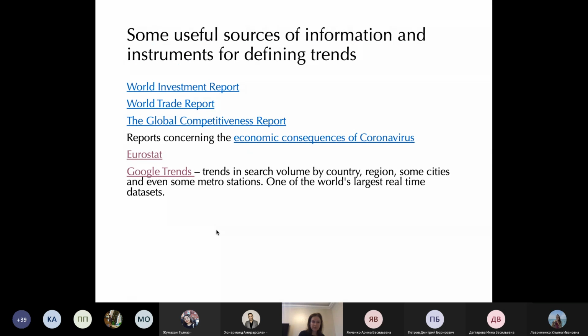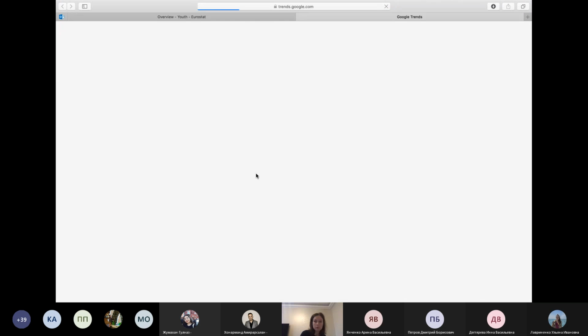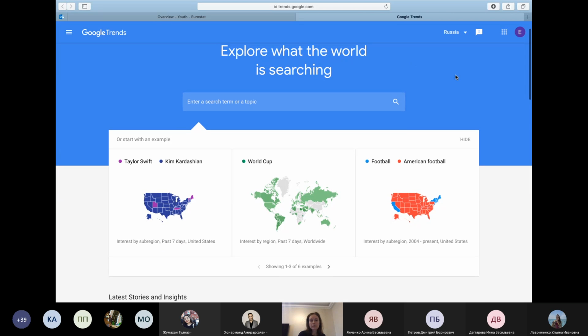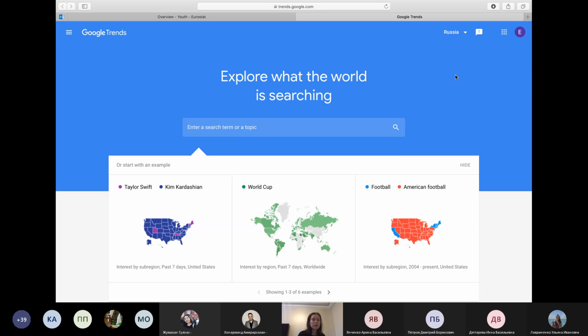Another instrument I recommend you to use is Google Trends. Have you worked with Google Trends? Yes. Okay, so most of you, or maybe some of you, have used it, right? So basically, it reflects the searches being made in particular locations. So those of you who have used it, how do you think it may be helpful?